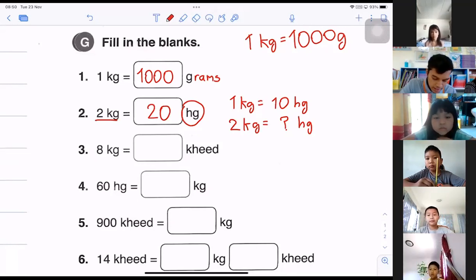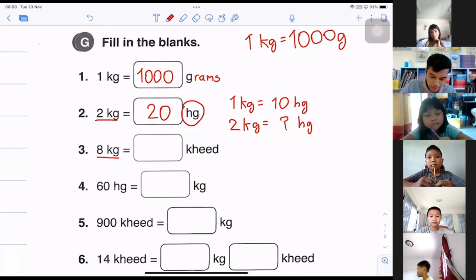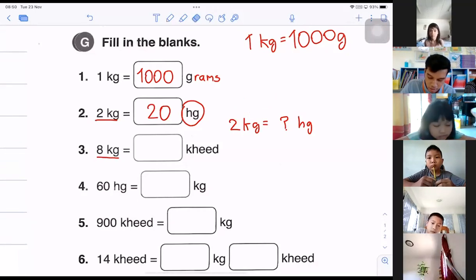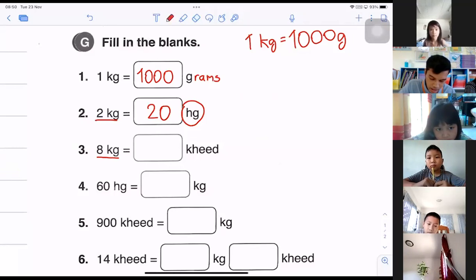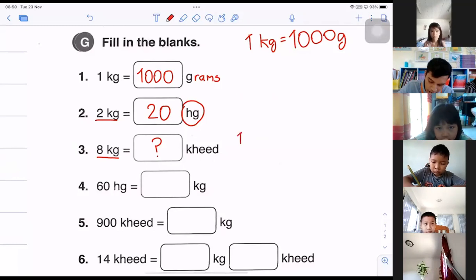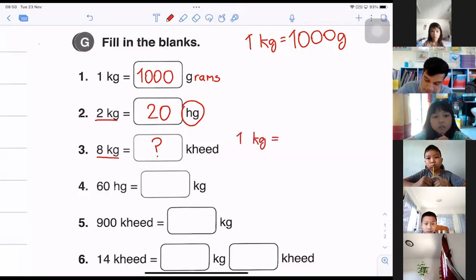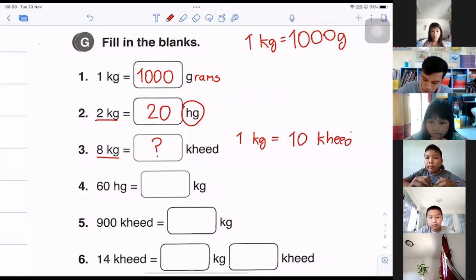Oscar, yeah, listen. Oscar, number three, 8 kilograms. Okay, 8 kilograms is equals to how many kheed? 8 kilogram, how many kheed? Okay, listen, 1 kilogram is equals to 10 kheed, okay? 1 kilogram, 10 kheed, okay, Oscar? So, 8 kilogram, how many kheed?